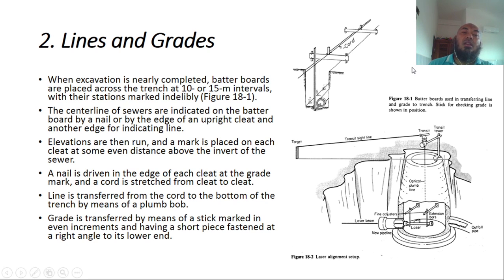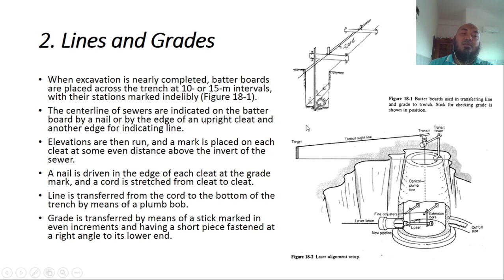A batter board is like this. So this is the batter board. Every 10 or 15 meter interval, we put this batter board with the station mark. So maybe this is station 1, station 100, etc.